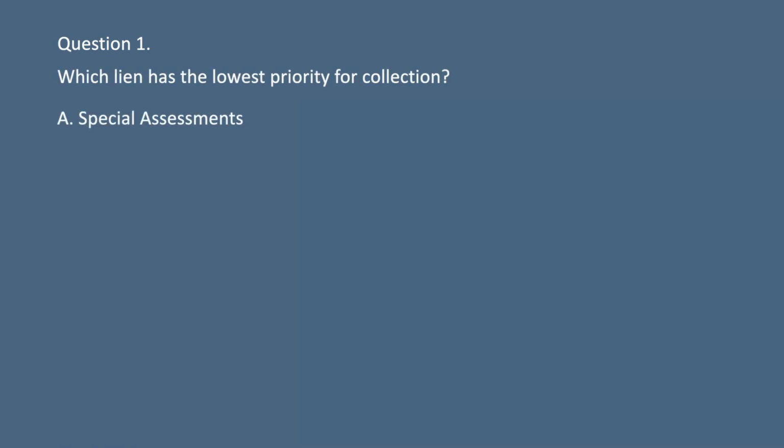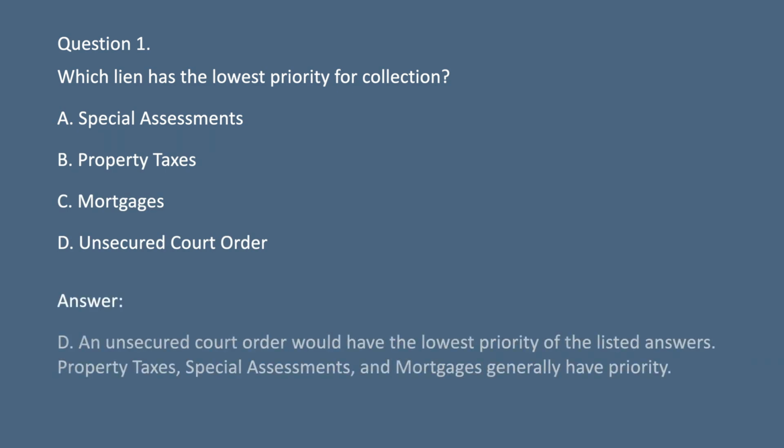Question 1. Which lien has the lowest priority for collection? A. Special assessments. B. Property taxes. C. Mortgages. D. Unsecured court order. Answer. D. An unsecured court order would have the lowest priority of the listed answers. Property taxes, special assessments, and mortgages generally have priority.